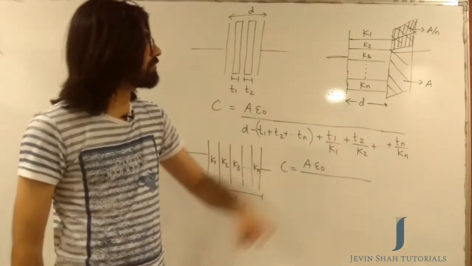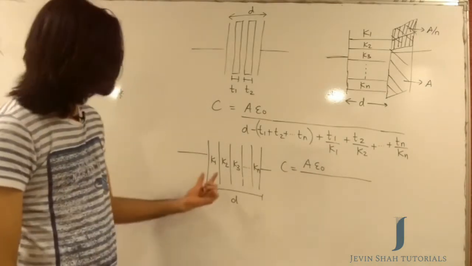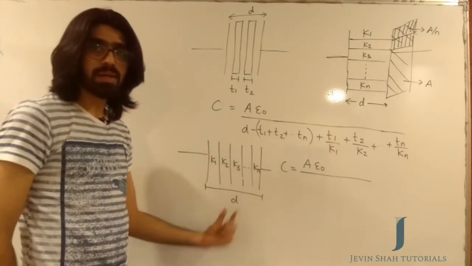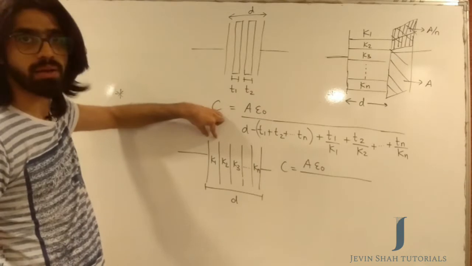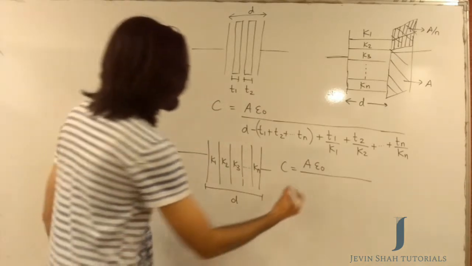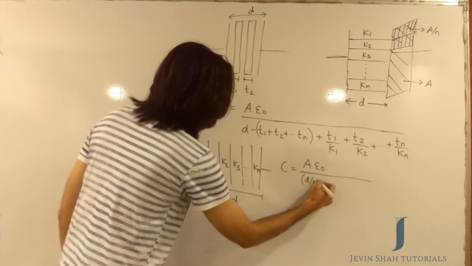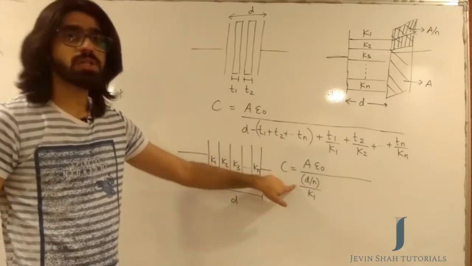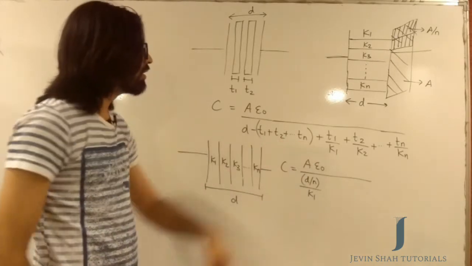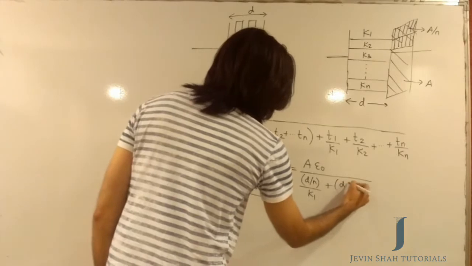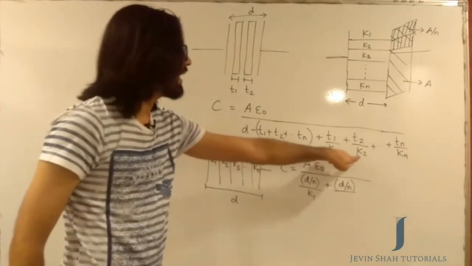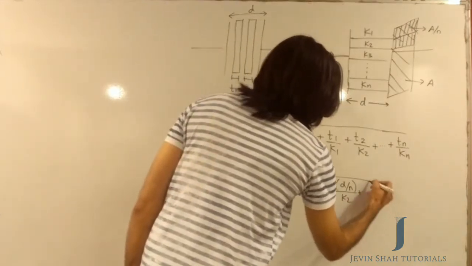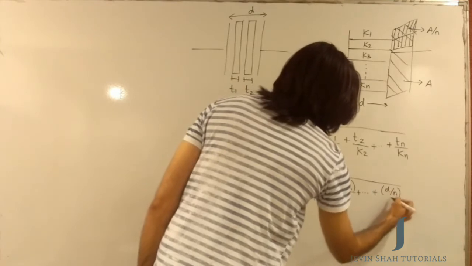I have to introduce the first thickness as T1 by K1. What's your first thickness? If these were n number of dielectrics and the total thickness is D, the thickness of one dielectric would be D upon n. So I would have that D upon n, which is my T1, divided by K1. That's the first term after I eliminate the two of them here. The second thickness would again be D by n divided by the dielectric constant of the second medium, which is K2, and that would keep going up till D by n upon Kn.